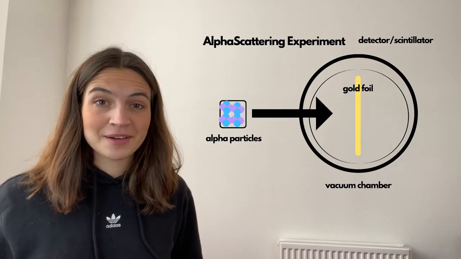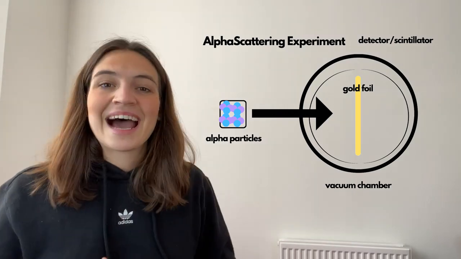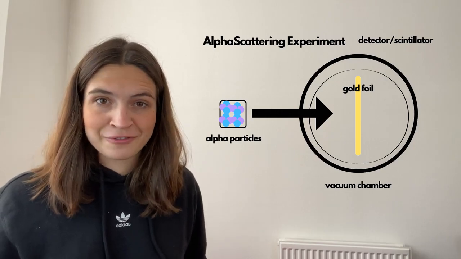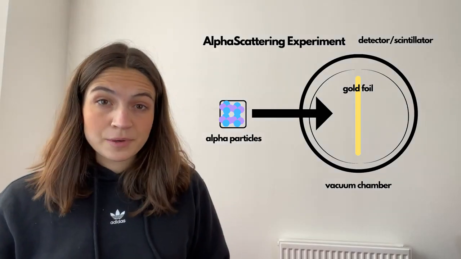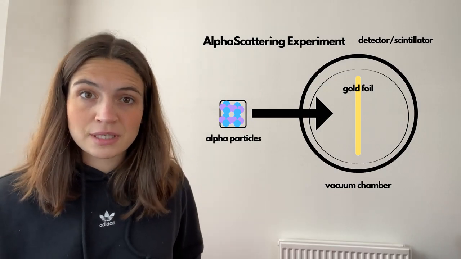First, we need to consider his experimental setup. You need a vacuum chamber, a detector and scintillator surrounding your experiment, and an alpha source, a source of positively charged alpha particles. A very, very thin sheet of gold foil. Fancy. So the idea is quite simple. Shoot the alpha particles at the gold foil and see where they end up.